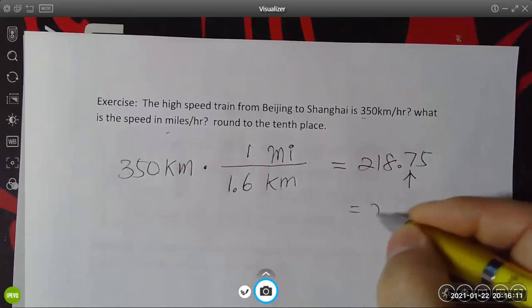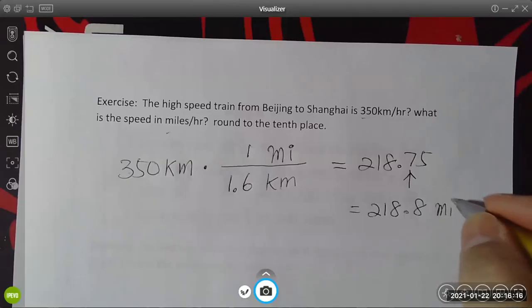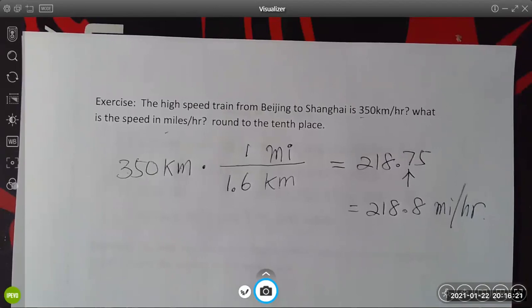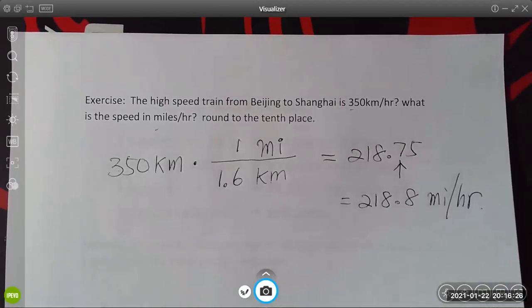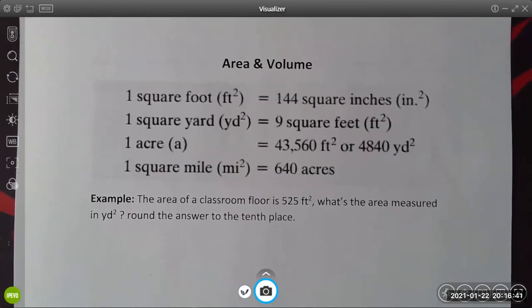So the final answer is 218.8 miles per hour. Don't forget the unit. So that's our final answer. I guess most of you already realize this conversion process is very simple actually. Now we have something new. This time we do conversions using units for areas and volumes. And again, the whole point is that it doesn't matter what kind of unit you do conversion with. The method is always the same.